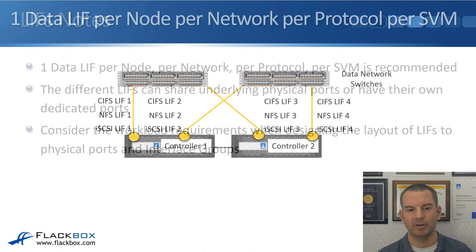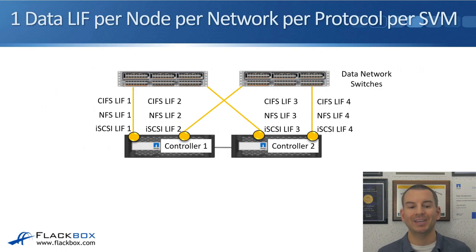Okay, so let's go back a slide and consider that. Let's say for this example that iSCSI required more bandwidth than CIFS and NFS does. What I've done in the slide here is a really simple layout of my recommended LIFs. That is the part that is a pretty hard rule. So if we are running CIFS, NFS, and iSCSI, and we have two nodes and two networks, the two redundant switches, we are going to have this amount of LIFs. We would have iSCSI LIF 1, LIF 2, LIF 3, and LIF 4. We'd also have LIF 1, 2, 3, and 4 for NFS and for CIFS as well.